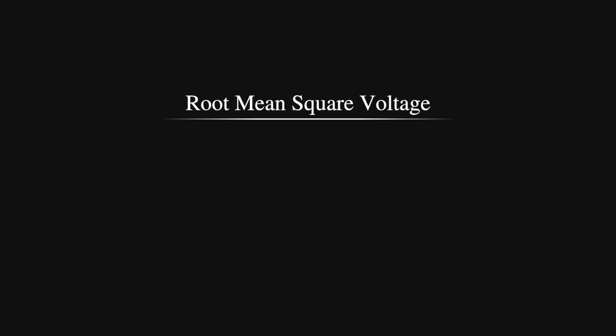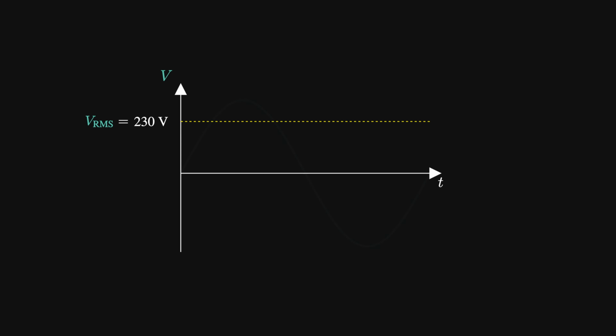If you've studied AC electricity before, you've probably come across the root mean square voltage, or RMS voltage for short. In the UK national grid, this is 230 volts. What you may not know is why this number is so important.